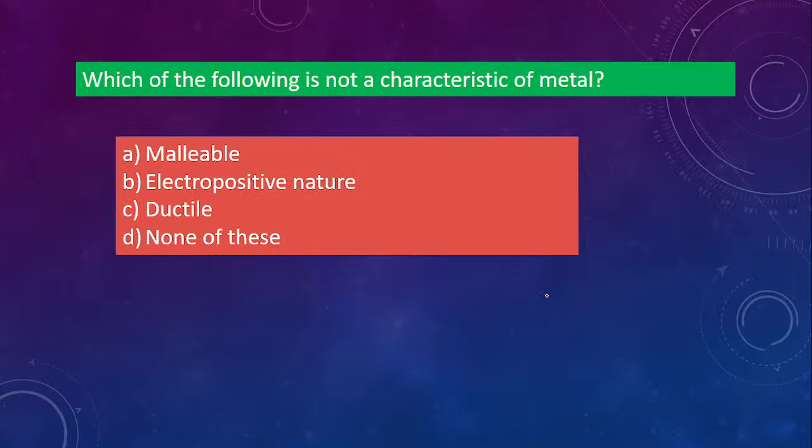Let's do the next one. Which of the following is not a characteristic of metal? Option A, malleable. Option B, electropositive nature. Option C, ductile. Option D, none of these. You have to say which one is not a property of a metal.